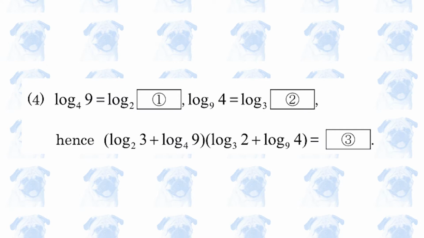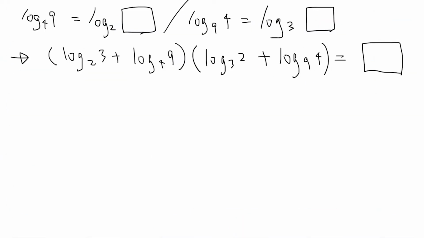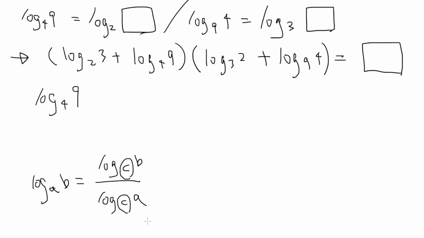Section 1, Number 4. So in this question, we need to express log base 4 of 9 as log base 2 of something, and then log base 9 of 4 as log base 3 of something. And then we need to evaluate this expression here. So let's start with log base 4 of 9. So we're going to use the change of base rule, which says the following: the new base c can be arbitrary. Since this question requires the new base to be 2, we're going to pick 2.